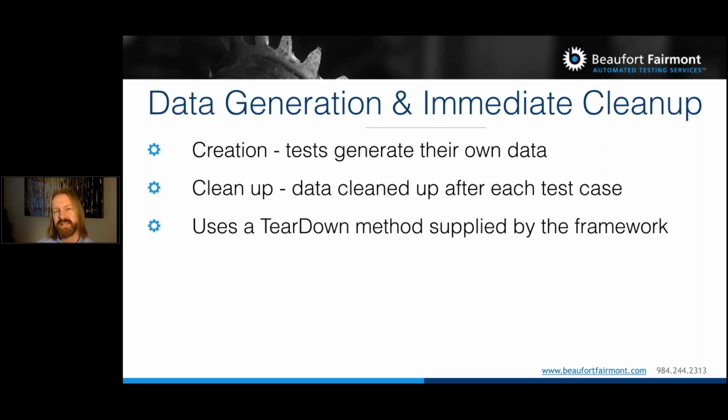And what I mean by that is that tests generate their own data, once again, either prior to a test case, prior to a test suite, or within a test case. We create only the data that the test case needs. And then immediately at the end of that test case or test suite or some hybrid combination of the two, we're going to clean up the data that we created.